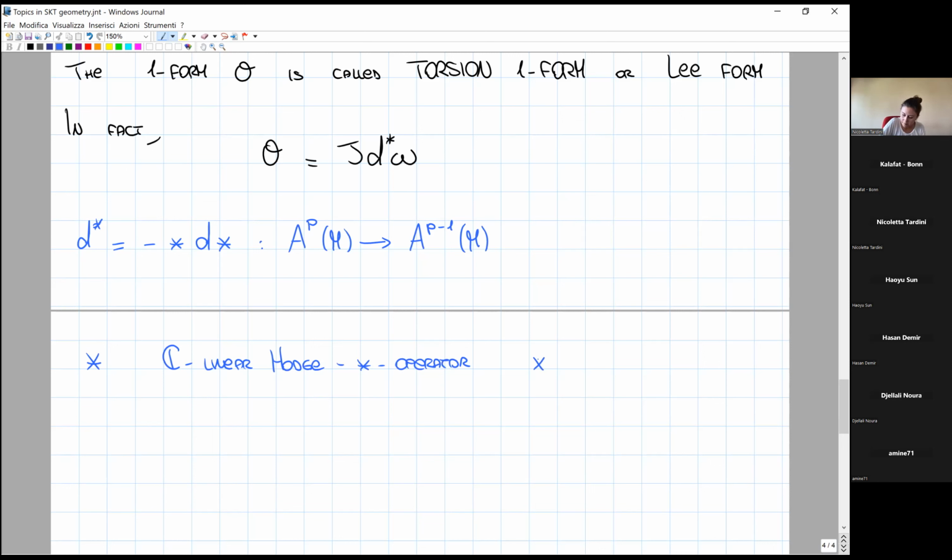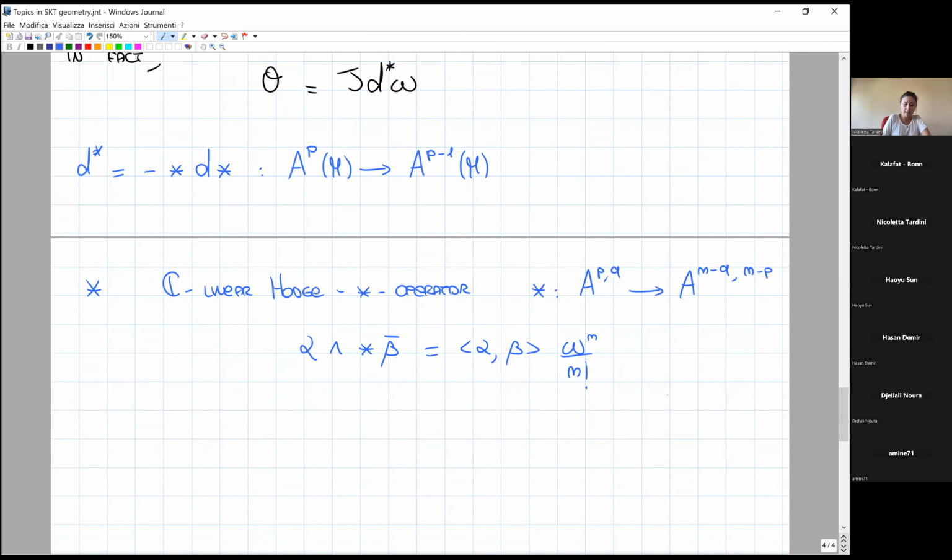So this operator star goes from (p,q)-forms to (n minus q, n minus p)-forms. Again, n is the complex dimension of your manifold, and it is defined by saying that for forms of suitable degree, alpha wedge star of beta bar, the conjugate of beta, is given by the product induced by the metric on the dual, so on forms, times omega^n over n factorial. So this is our Hodge star operator. It's decreasing the degree. Omega over here has degree two, so star of omega is a one-form.